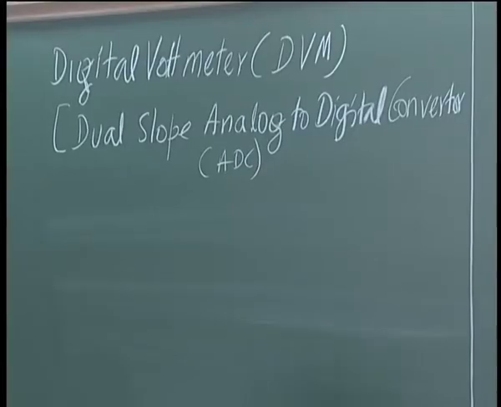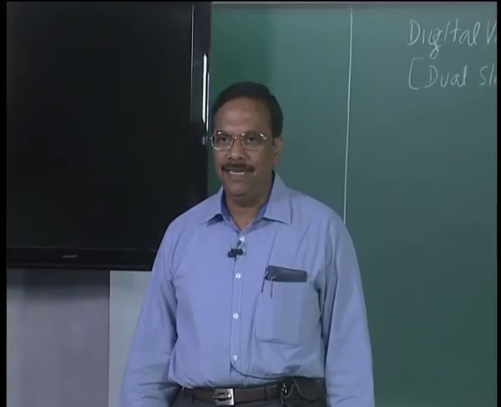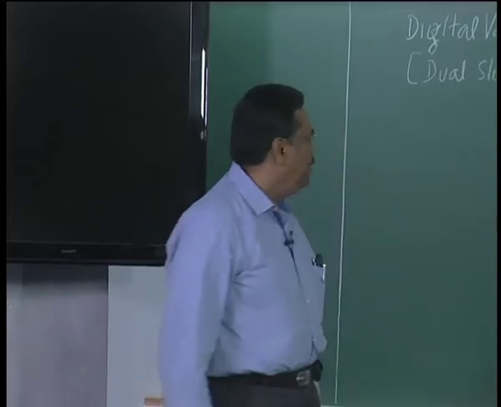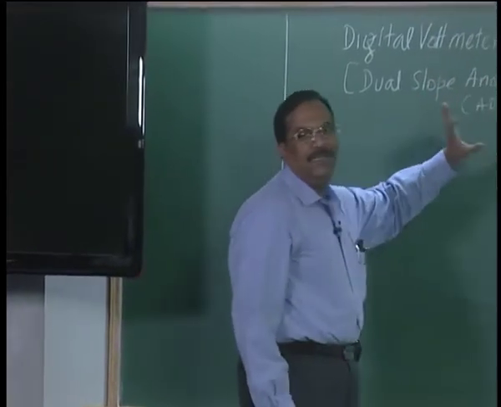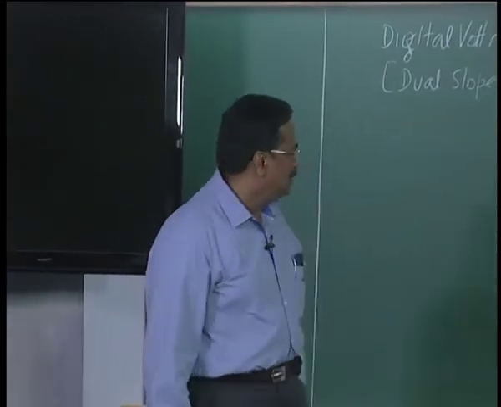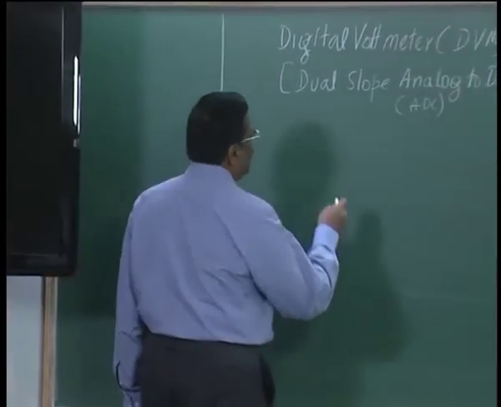It is so good. If you buy a digital multimeter today, you can be 100% sure that the heart of that digital multimeter would be a dual slope analog to digital converter, right. Let us recollect what we learnt.